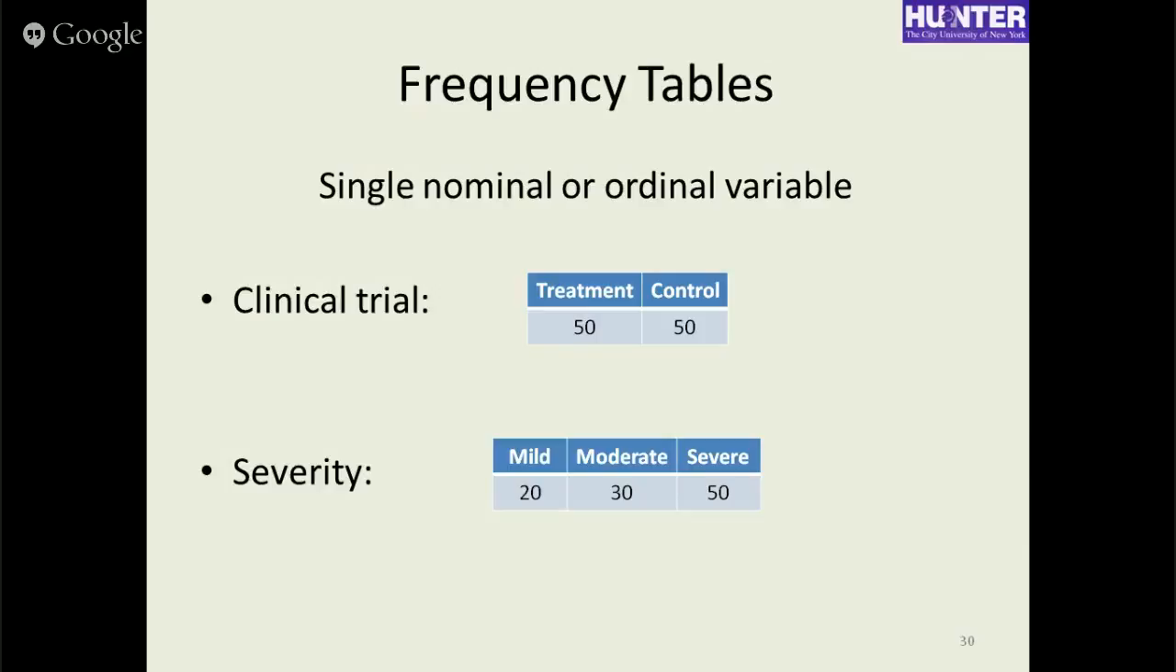This is what so-called one-way frequency tables look like for a single variable, and all it is is a count of your number of records that have each value of your nominal or ordinal variable. So this first one is a binary or dichotomous variable. The second one would be a categorical or ordinal variable because it's mild, moderate, severe, and does have an order.